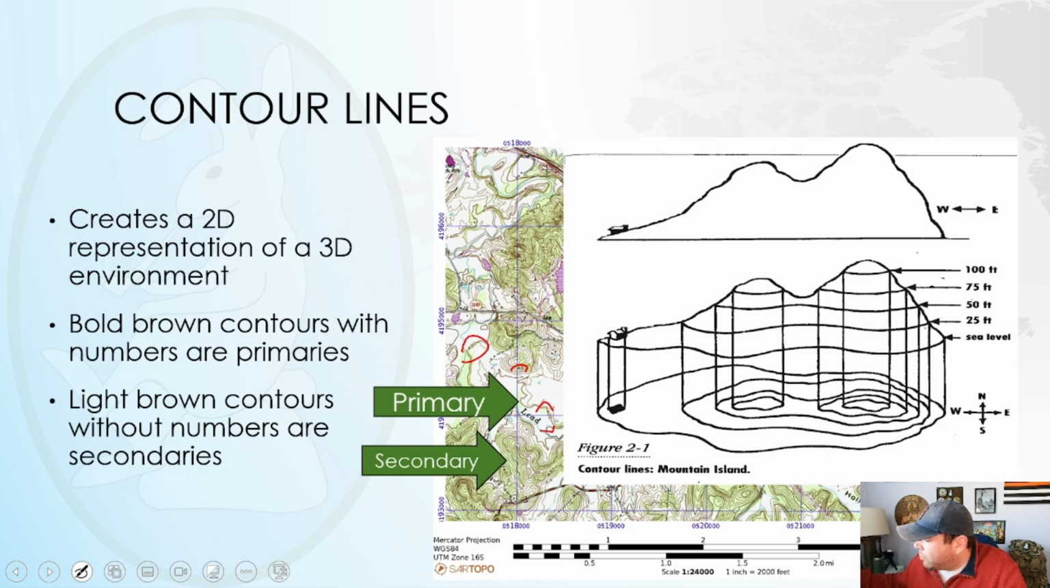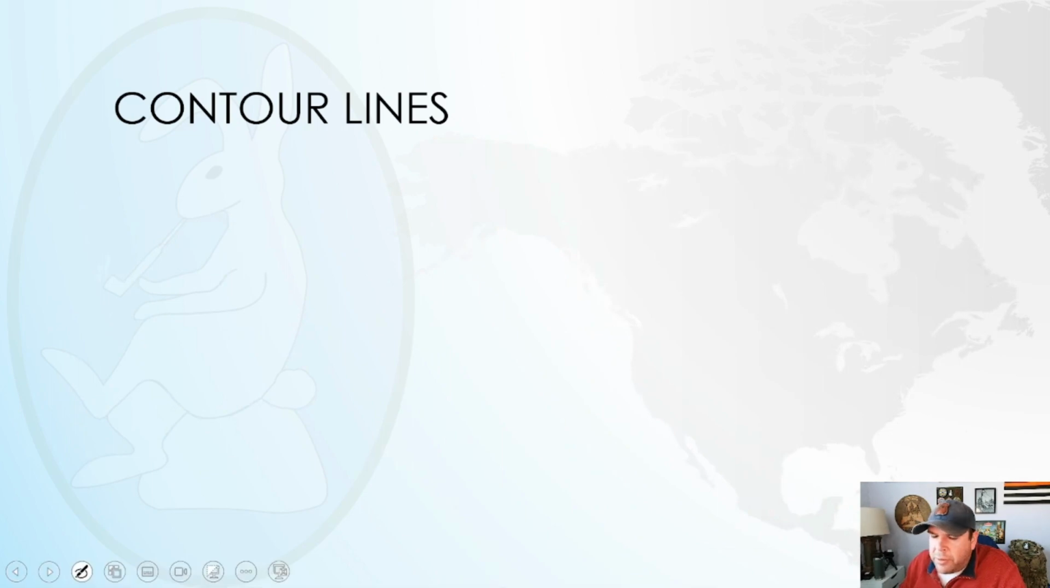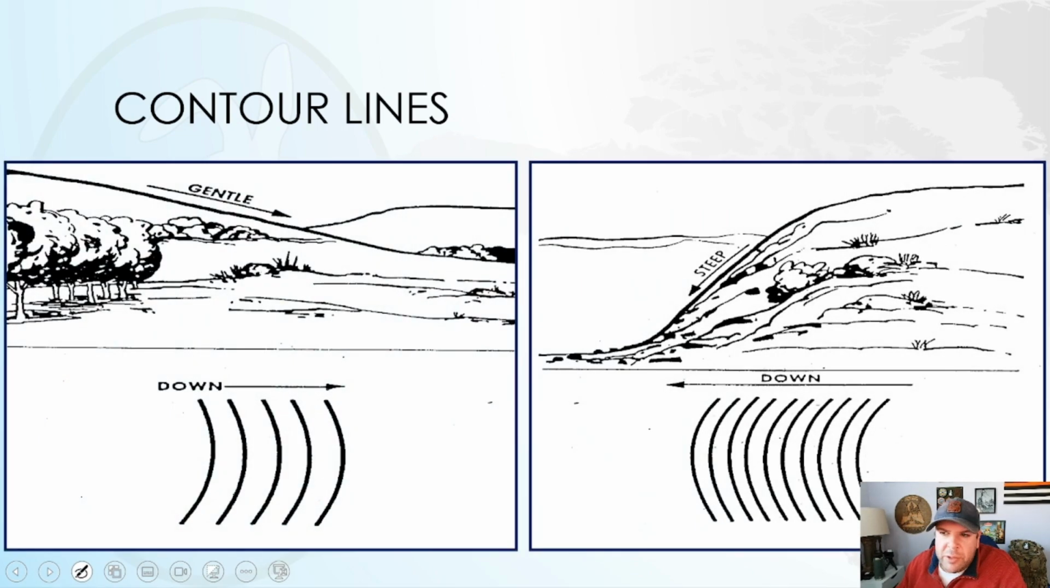So if we take this 3D representation here, project it down on a map, this is what it would look like. Okay, so on the map, this is what we see, and this is what we see more so in real life. That's what we're trying to do here with the contours. The further apart the contour lines are, the more gentle the slope is, the more level the slope is.